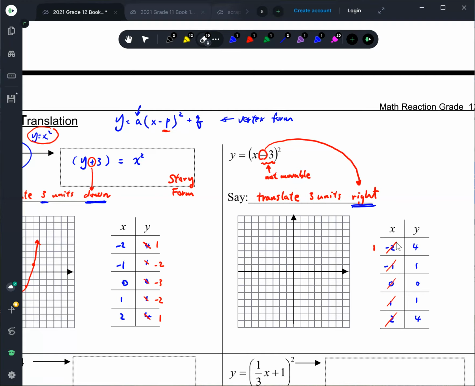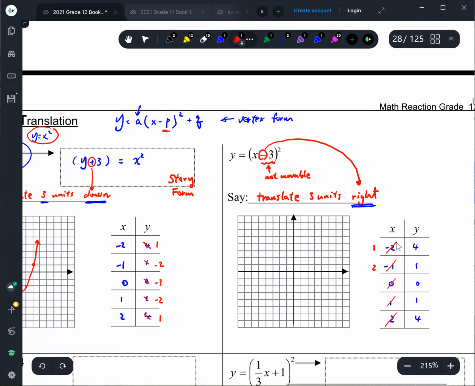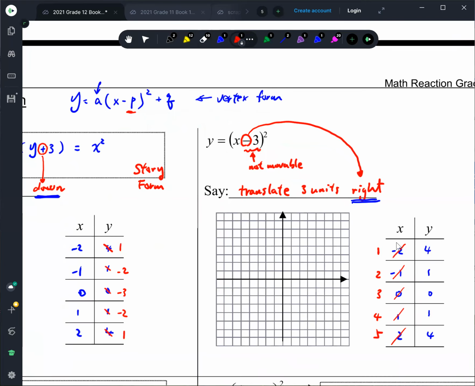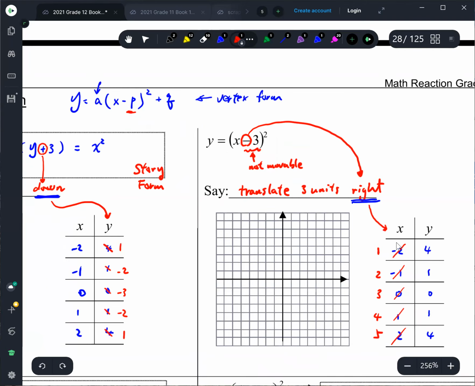Okay, so what's the next point, Evan? 2, yeah, go on. 3, 4, and 5. Yeah. Okay, so all the x values shifted to the right side. So the subtraction in the equation just tells you the direction, but then the direction tells you what to do to the point.